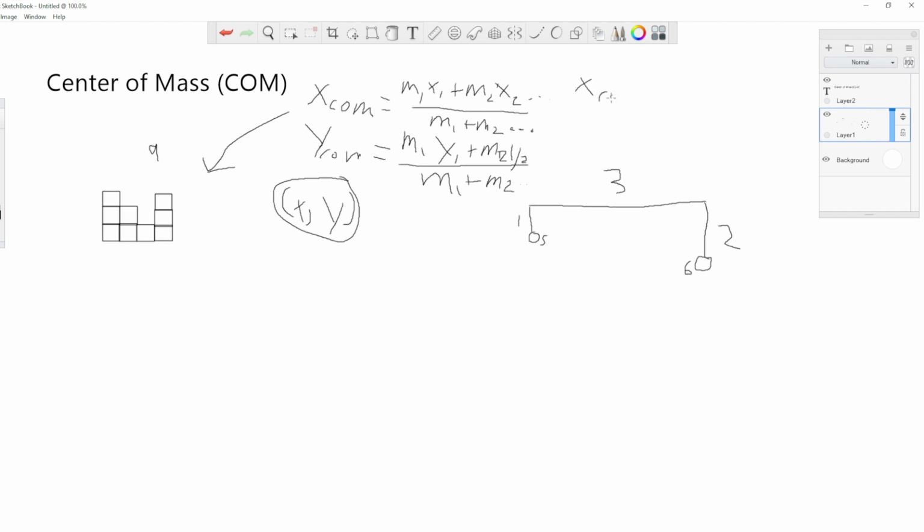Physics notebooks like to write it like this. They write it in a weird way here, but pretty much that just means this. If you see that, it's just the X center of mass equation.